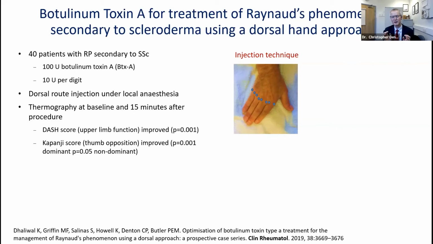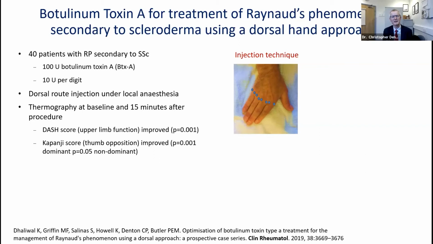So the problem with the traditional approaches to botulinum toxin injection is that the traditional approach has been to use a palmar approach to try and reach the neurovascular bundles in the digits, which is very painful because you're injecting through the thickened and sensitive palmar skin. And really, to do that effectively, you almost certainly need to do it with a general anesthetic. And so it's, again, not a particularly feasible approach.